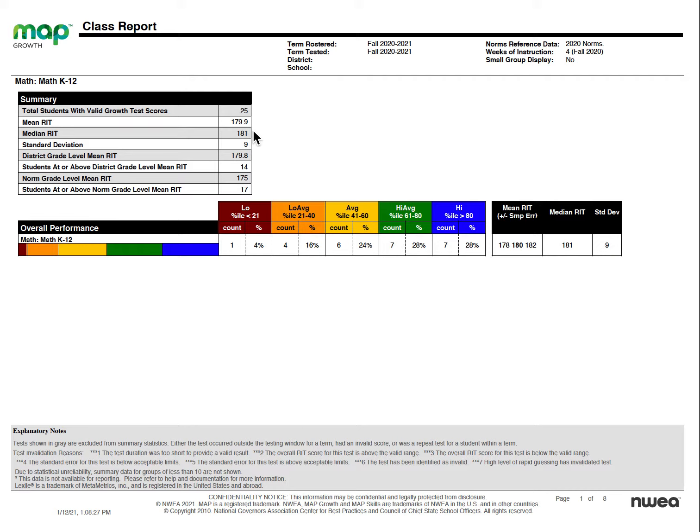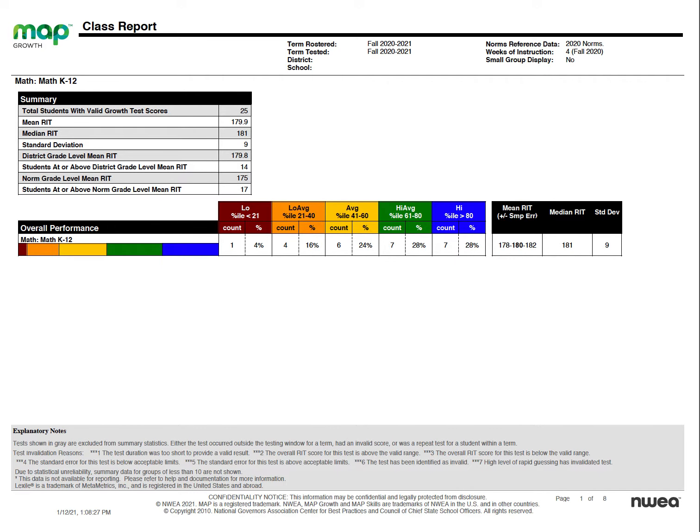Also going to look at the median RIT, which is 181. So that's just the middle child. If I chart all of my students from highest achieving to lowest, or lowest to highest, my 13th student scored a 181, and those mean and median RITs are going to be similar. Standard deviation is how far apart your students are in their achievement, and a 9 is a relatively low number.